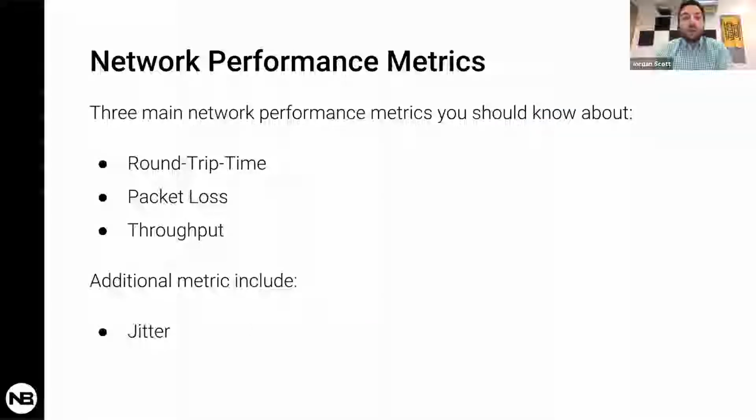So if you are a network engineer or administrator, you should have a basic understanding of three main metrics: round trip time, packet loss, and throughput, and how these three metrics impact the end user experience. Another key metric is jitter, but today we won't really cover this one in much detail.